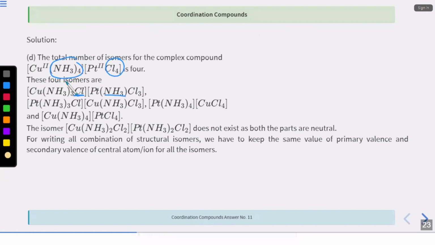The original one is this one. This is two. Then this is three, when I take all the NH3 with Cu and all the NH3 with Pt and all the Cl with Cu. That is case number three. And now we have two to both sides. This is case number four. So basically, there are four types of combinations. So there would be a total of four isomers.